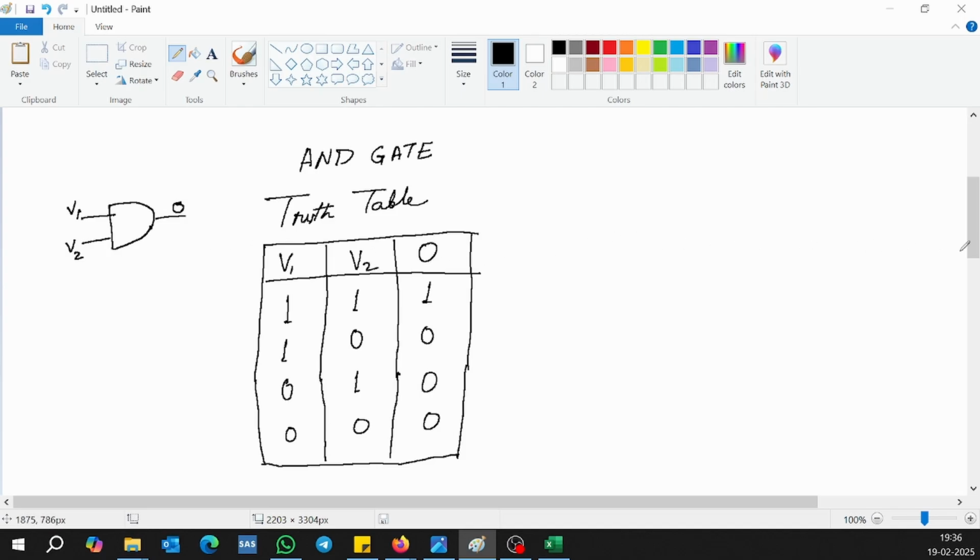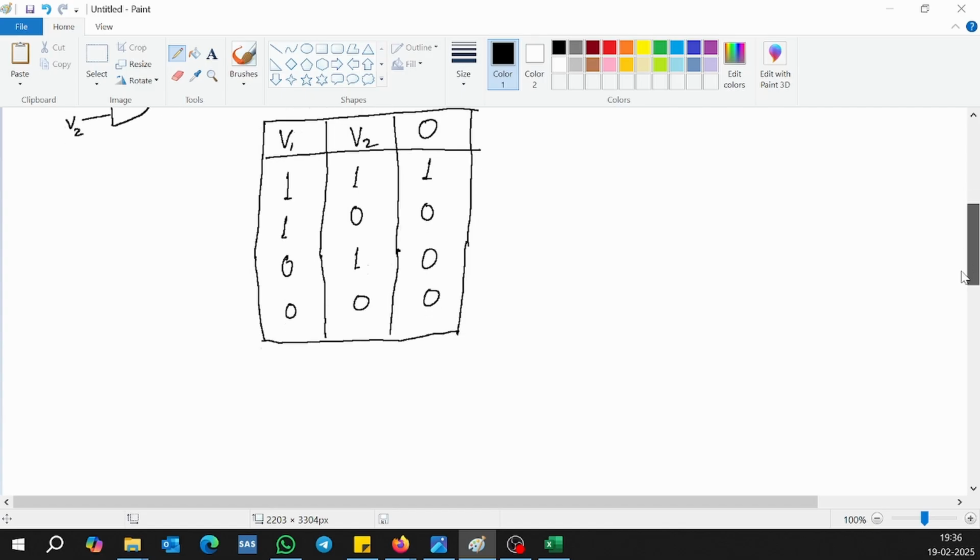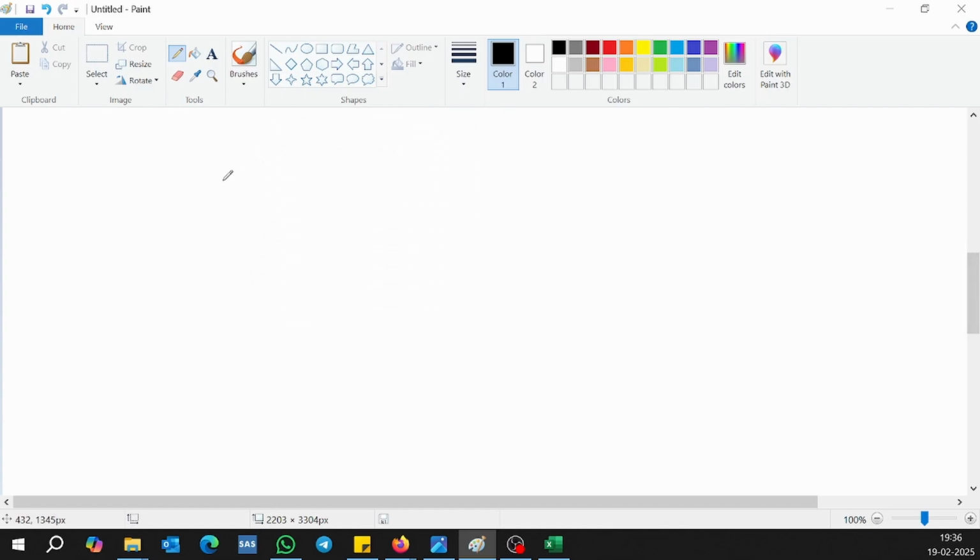Now the other component that we are going to see is the NAND gate. NAND gate is nothing but a combination of AND gate and NOT gate. It is represented by this. It almost looks like the AND gate, but only with a small circle after that. So here again, the input voltages are V1 and V2 and the output is O. So how does it function?